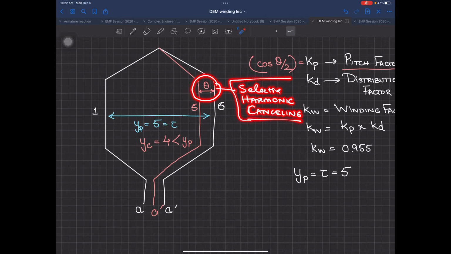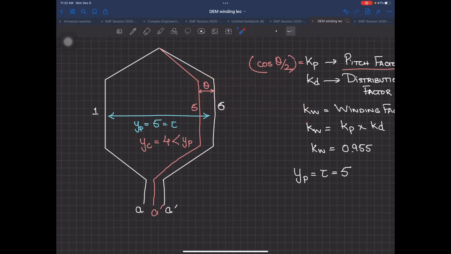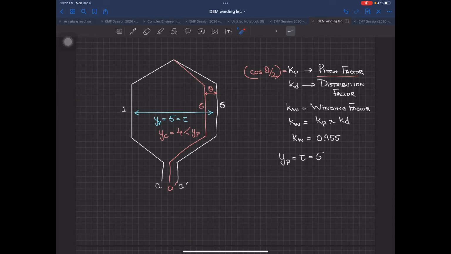How this will happen, we will talk in detail when we have done the windings. We will do some examples in the next class, on how this theta, this is the cording angle. Sometimes you call it theta C also. So you can call it theta or theta C. Theta C is actually the angle by which you are cording.